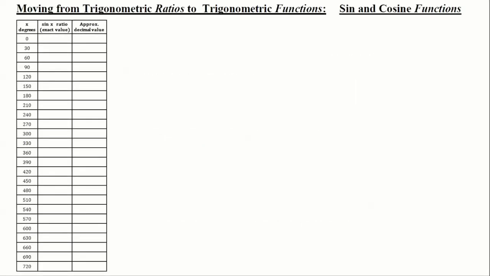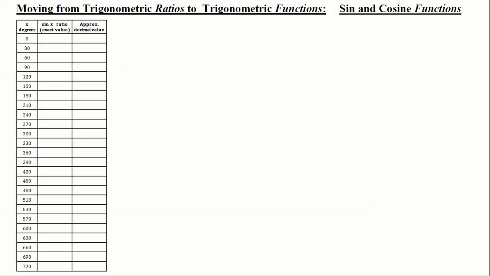So in this lesson, we're going to be moving from trigonometric ratios to trigonometric functions. So what that means is instead of looking at sine and cosine as ratios, we're going to be looking at sine and cosine as functions. In order to do that, we need to be able to graph them. So we're going to graph them now.